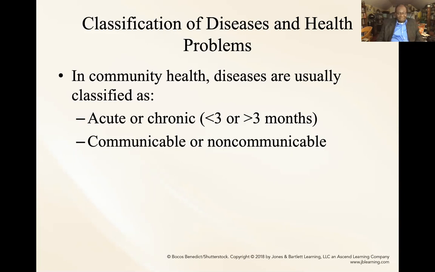In community health, diseases are usually classified as acute or chronic. Acute, less than 3 months, then it disappears. Chronic, more than 3 months, you are with the disease. And at times with chronic, it lasts even longer depending on the situation.